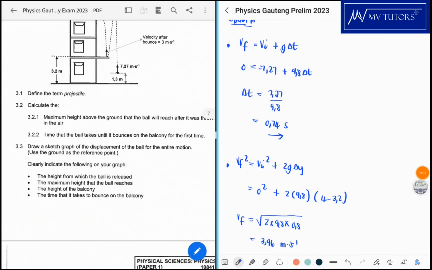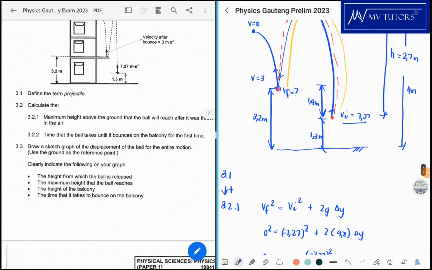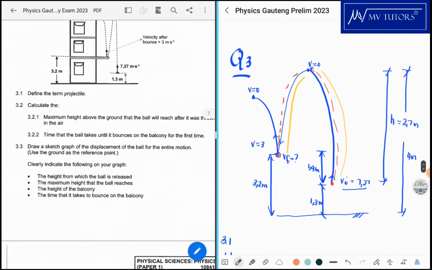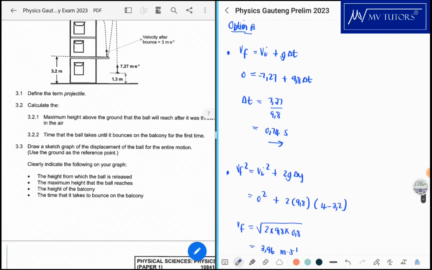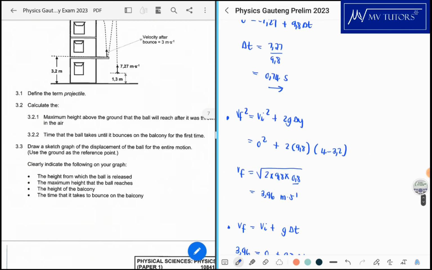Okay, now we're looking for the final velocity. So we found the time that it took to go up to its maximum height. And now we're looking for the final velocity here. And the height that we're going to use, remember, the full height from the maximum height that the ball reached up until the ground was 4 meters. And then up until the balcony, we have 3,2 meters. So the height that will be used is 0,8 meters. Okay, so this is the 0,8 meters. And the final velocity that we calculated, or I calculated, is 3,96.